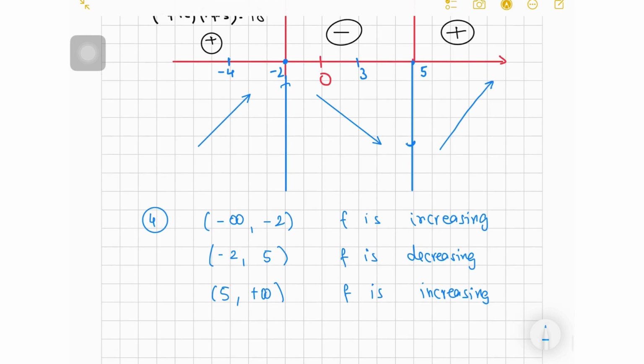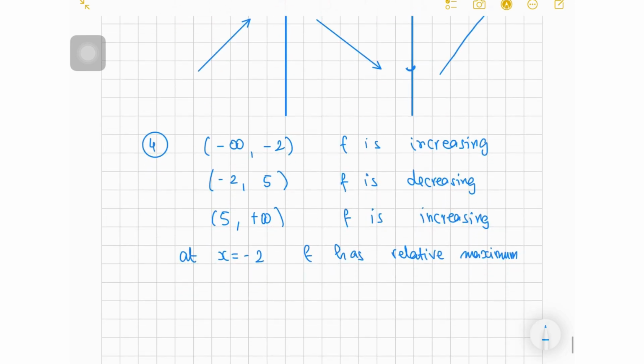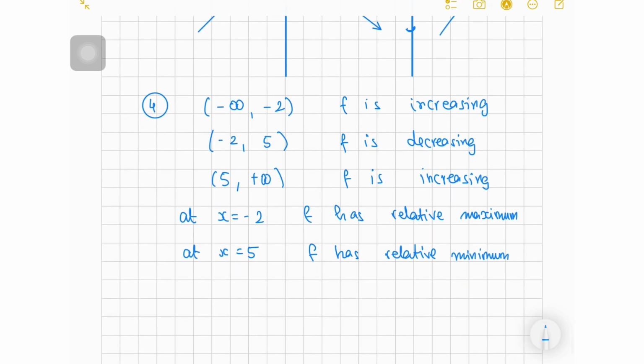And at x equals negative 2, f has a relative maximum, and at x equals 5, f has a relative minimum. And we can even go further. We can find the coordinates.